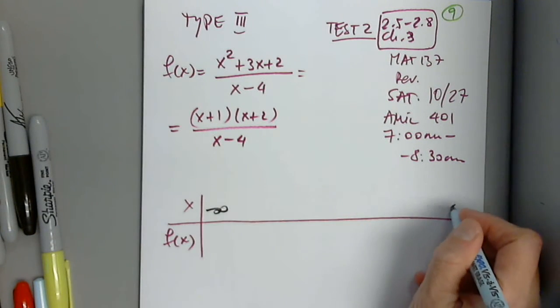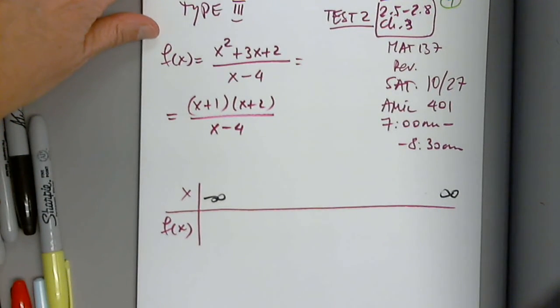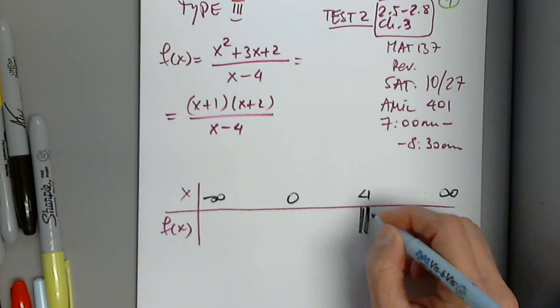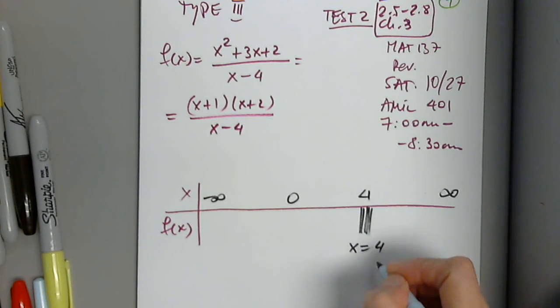The domain, please. Awesome. So 0 has to be in the table, 4 has to be in the table, and x cannot equal 4. Will x minus 4 go away with a factor of x minus 4 from the top? No. So then what is x equals 4 for sure? Awesome.